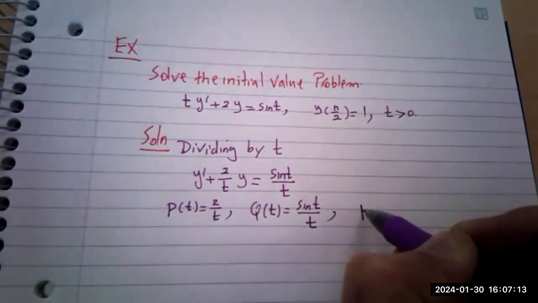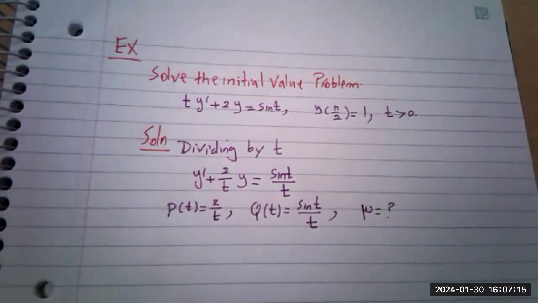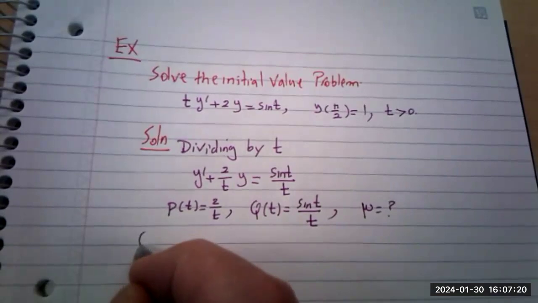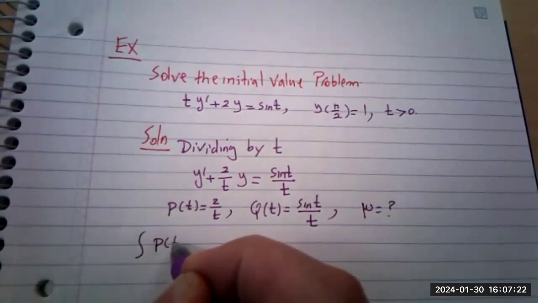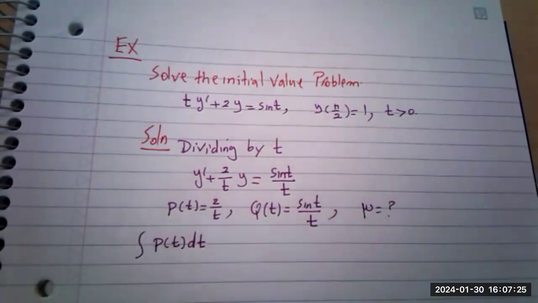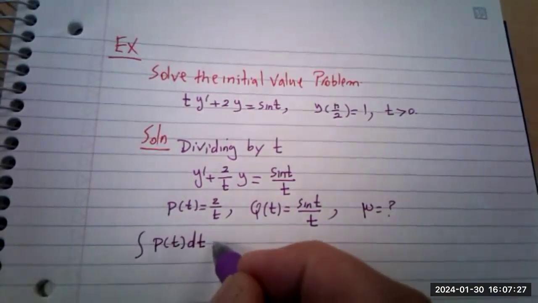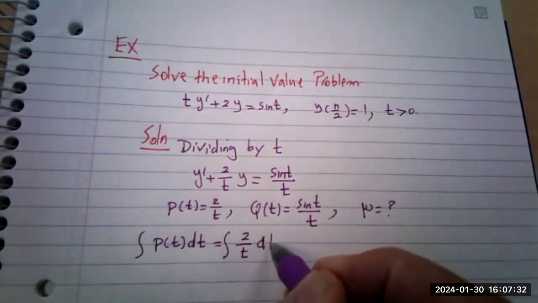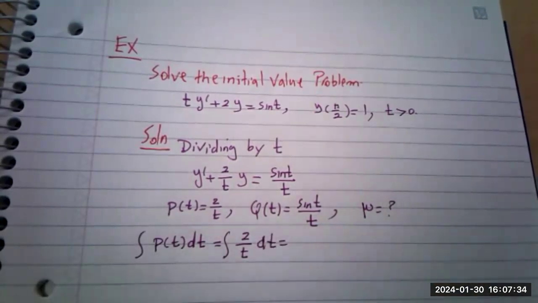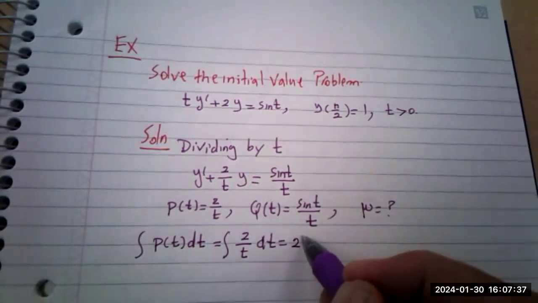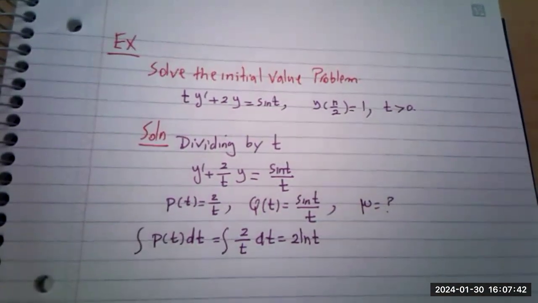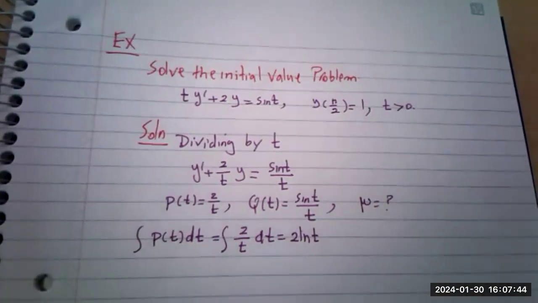Okay, so we have to find the mu, that integrating factor. We go with the integral of p(x) dx first. So we're going to find the integral of p(x), in this case p(t) dt. So p of t is 2 over t. So 2 over t dt. Now you put this 2 out, and that gives you 2 ln t. t is a positive number, so we don't need to have the absolute value. Okay, so that's the integral of p(t) dt.